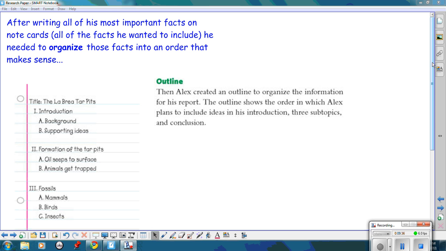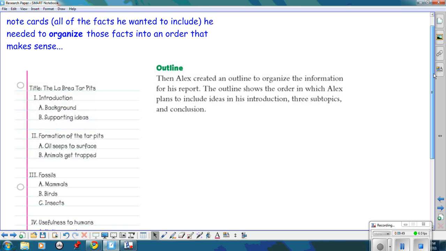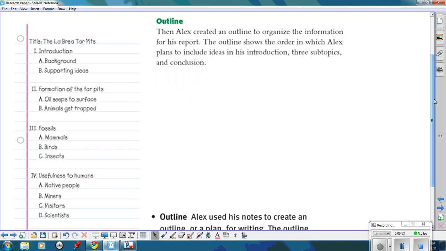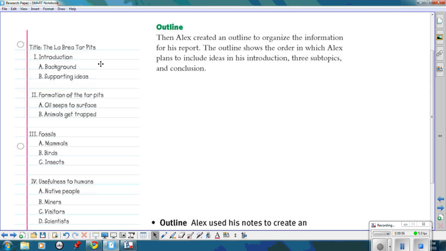After writing those note cards, Alex had to take a look at the note cards and figure out how they were all going to fit together. And he pulled all of those note cards together, read all of them, and then organized them into an outline format that made sense. So again, right here, we see those 3 topics. This is the introduction right here. And then topic 1 is the formation of the tar pits, how they're formed, and then the fossils found there, and then how those tar pits are useful to humans. So that helped Alex to get those facts in an order.